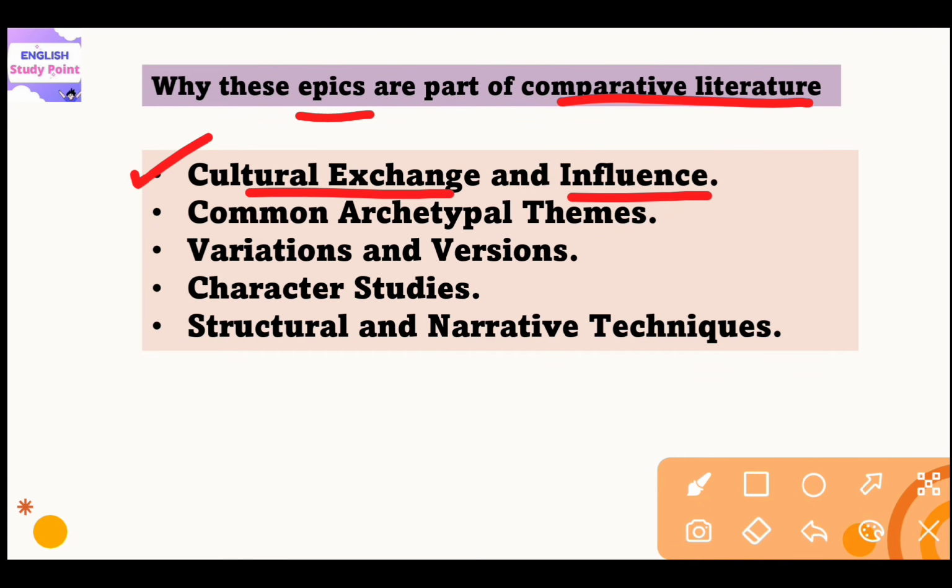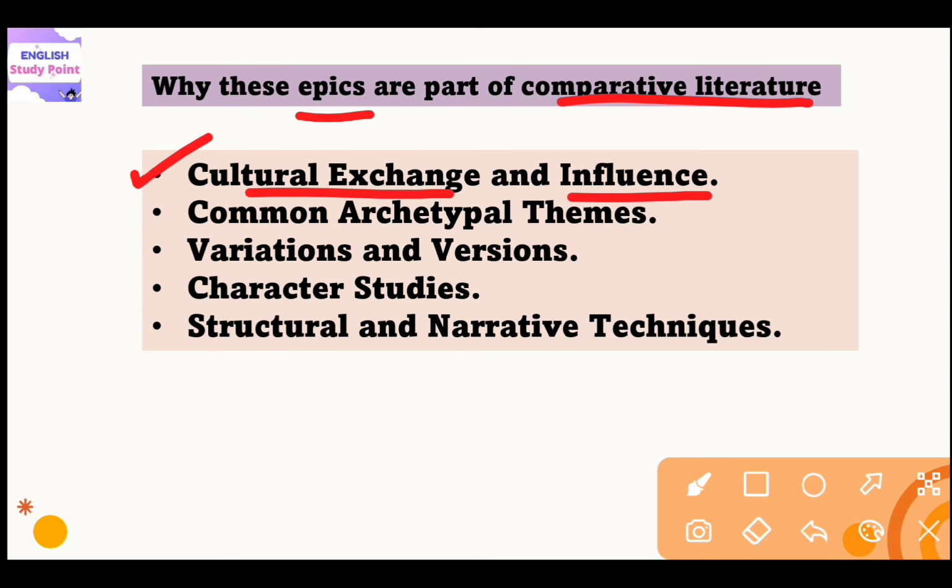Both epics have traveled beyond their cultural and geographical origins and influenced literature, art, and oral traditions in various parts of Asia and beyond. They have been adapted into numerous local languages and contexts, showing how literature can transcend boundaries, adapting to cultural norms and values of diverse populations.